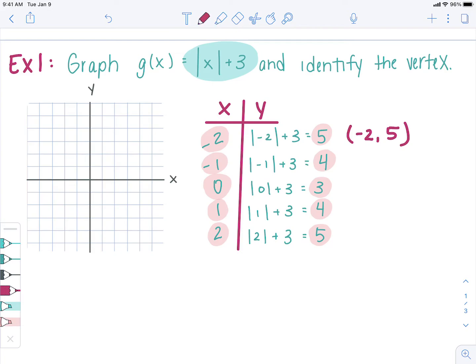If it helps you, write the coordinates down the side for yourself and then graph the coordinates. So I go back 2, and I go up 5: 1, 2, 3, 4, 5. And then I go back 1 and up 4. Then 0, 3, then 1, 4, and 2, 5.